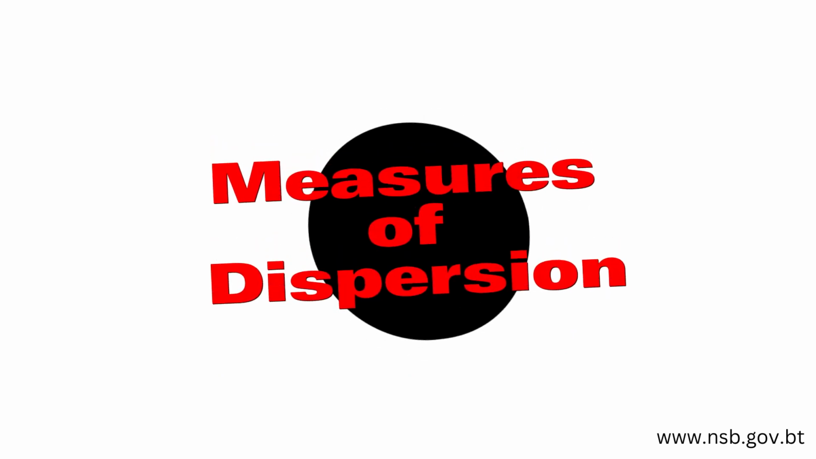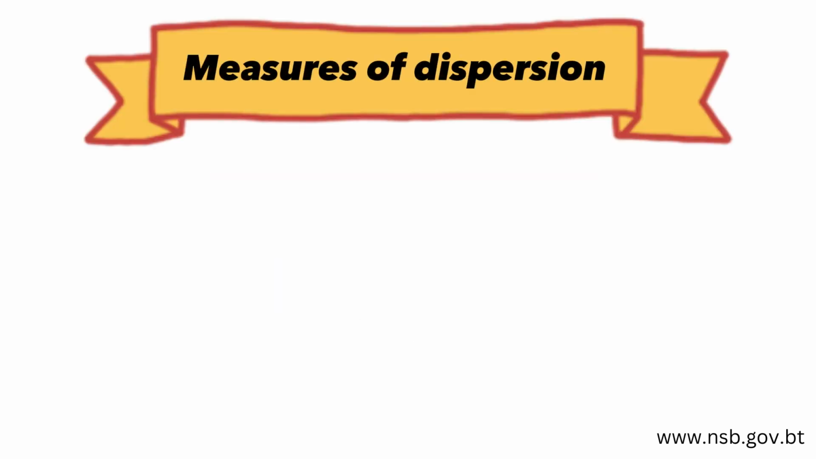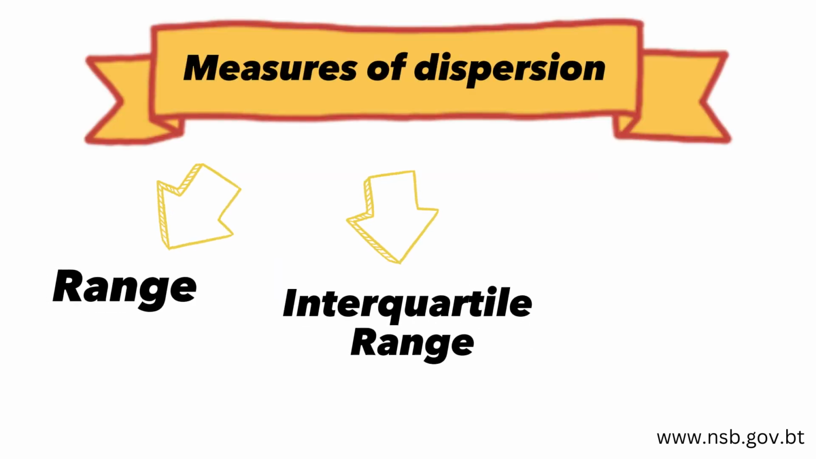Measures of dispersion describe how similar or varied the set of observations are for a particular observation. The three main measures of dispersion are range, interquartile range, and standard deviation.